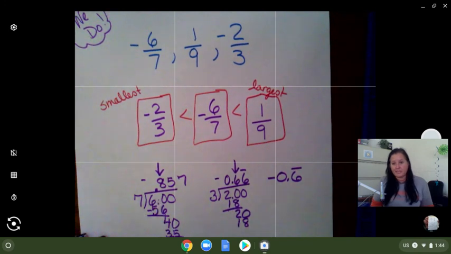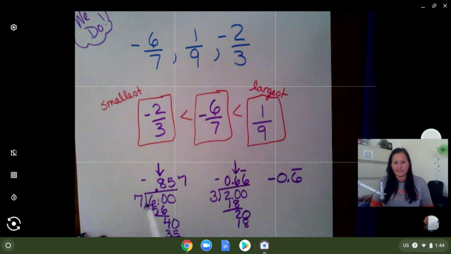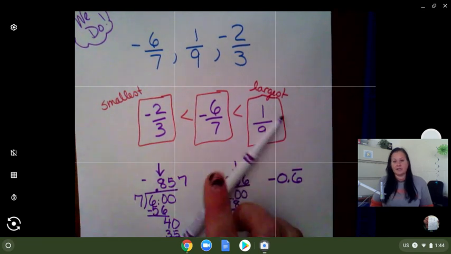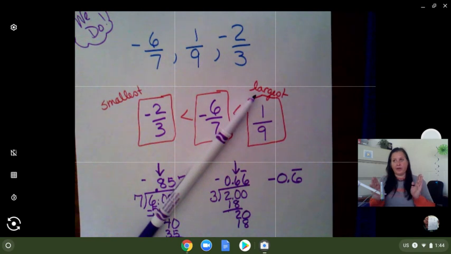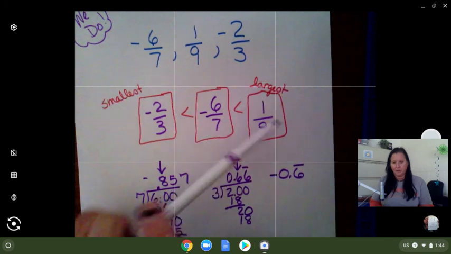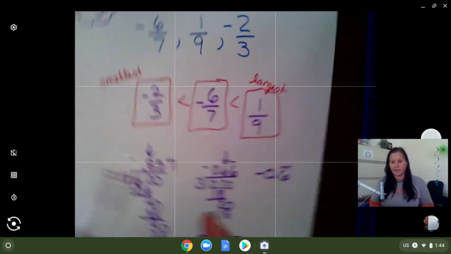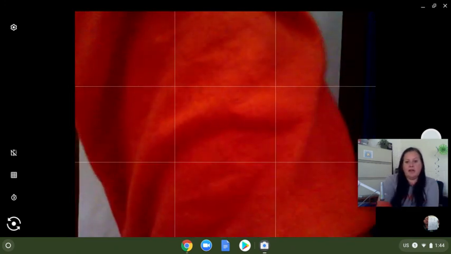But what worries me is some of you are still putting like the 7 first and then the 6, and you won't get the same answer because it does matter where you place the numbers when you do a division problem. Okay, so good luck. And if you need help putting it on a calculator, come see me and talk to me about it. I'll help you.